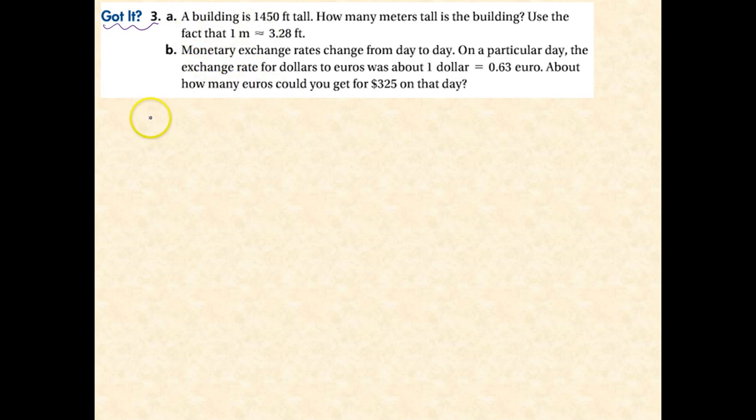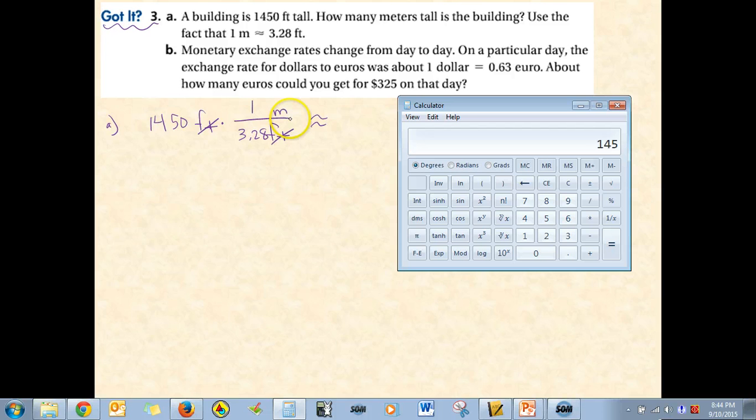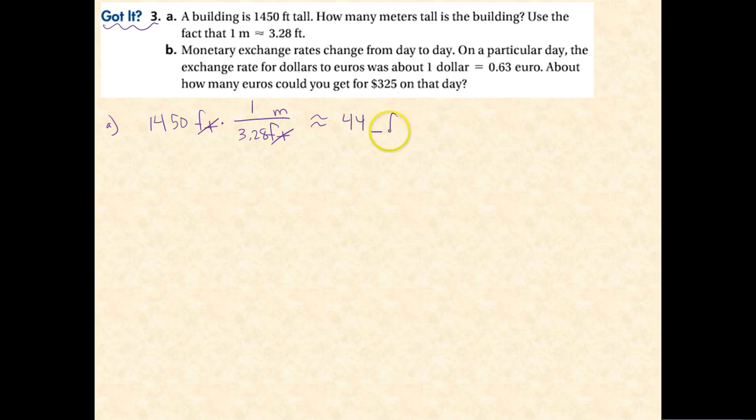Okay, so we know a building is 1,450 feet tall. We want to find out how many meters it is. So we're going to multiply by a conversion factor that has feet in the bottom and meters on top. 1 meter is approximately equal to 3.28 feet. Our feet will cancel, and we're going to get 1,450 divided by 3.28 is 442, approximately. 442 meters.